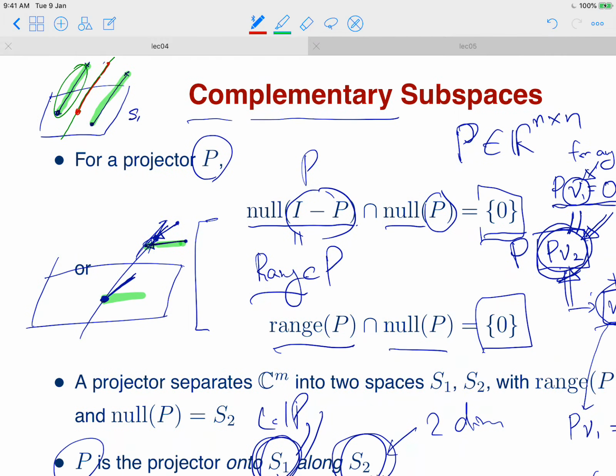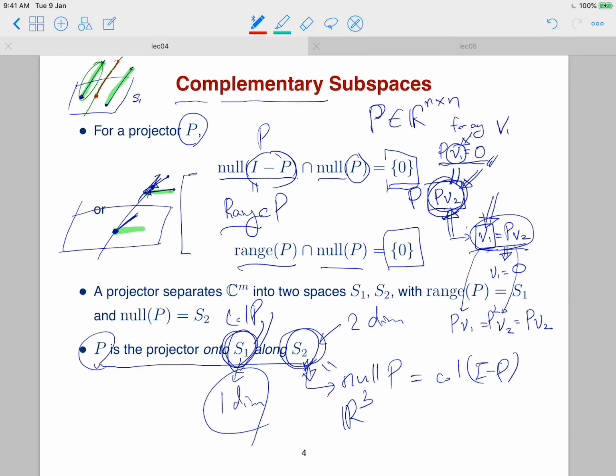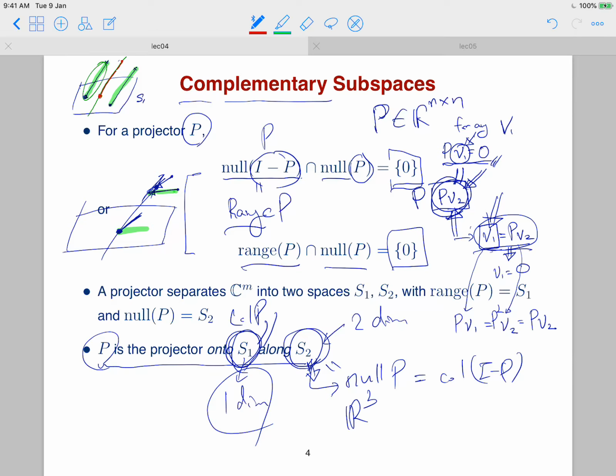Okay, so that's how we divide the entire Rn into one particular column space of one particular projector, and another light shedding direction which corresponds to the projection through I minus P. I hope it gave some intuition about this projection. Any questions?